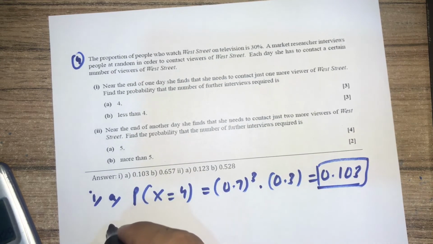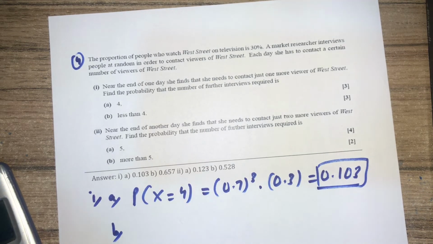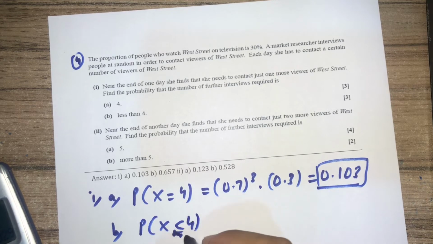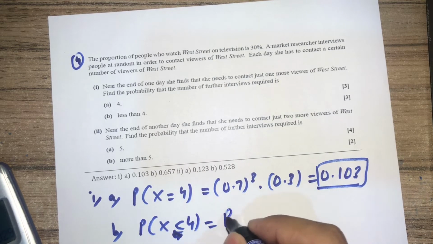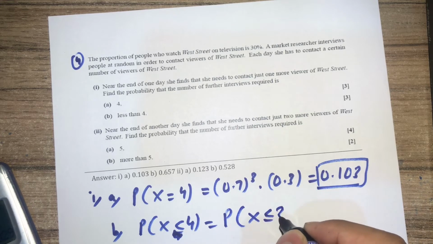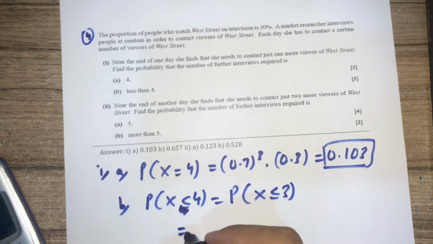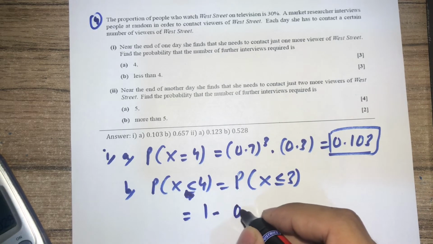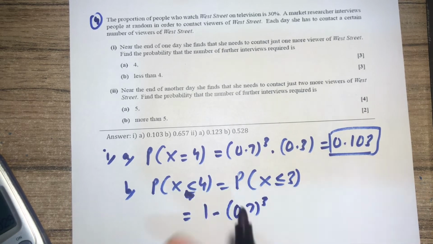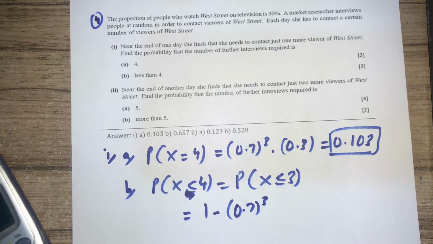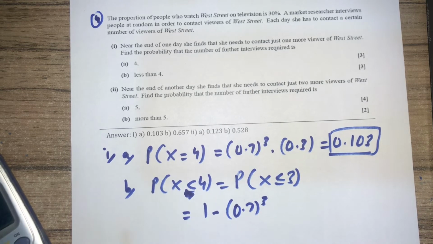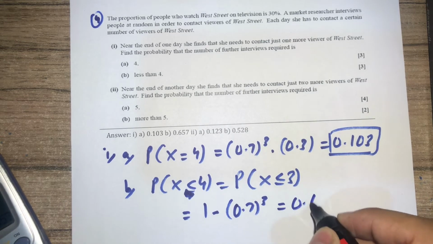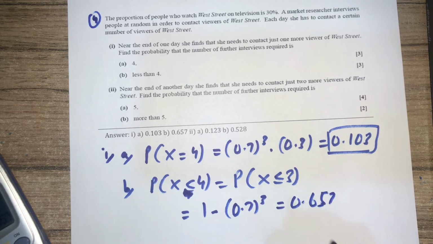Then for part B, probability of x less than 4, not equal to, just less than 4. So this is equal to probability of x less than or equal to 3. For that the formula is 1 minus q power n, so 1 minus 0.7 power 3, which is 0.657.